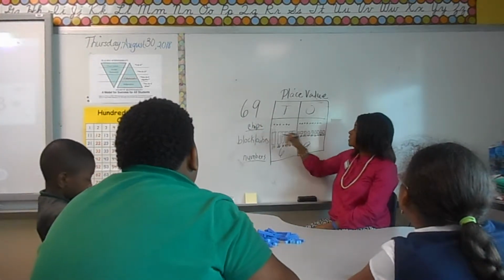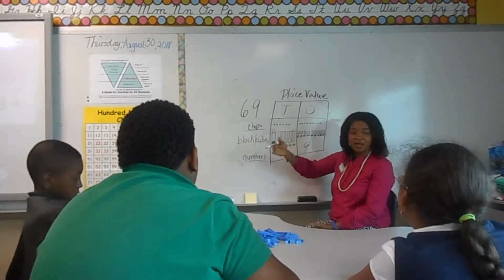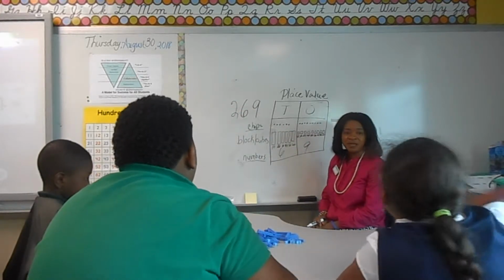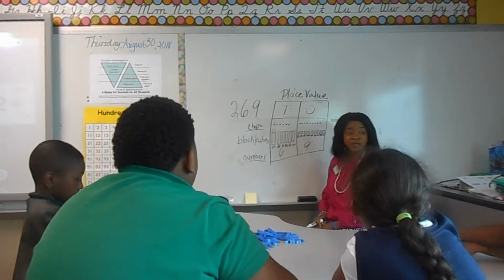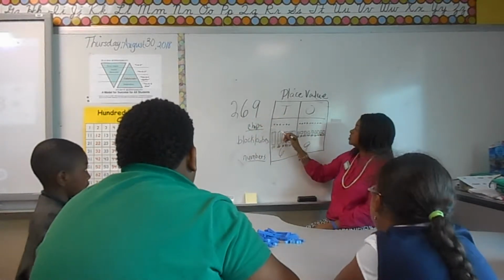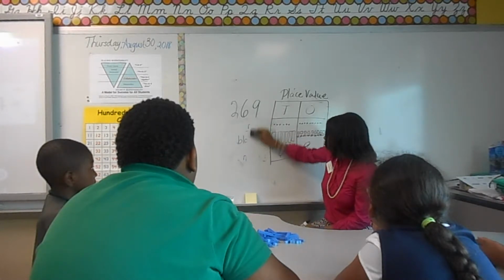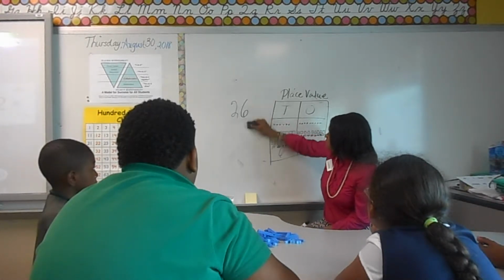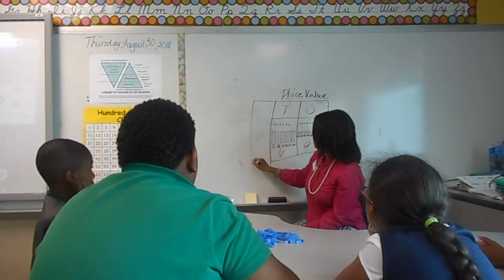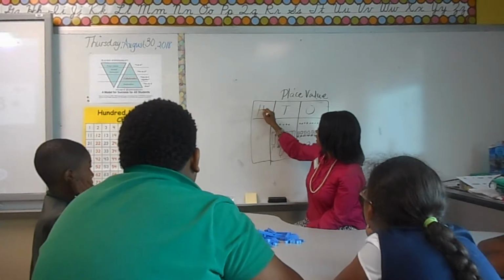Since we've already done the chip model, let's just add 200. So what does my number become now? 269. So if I wanted to do that, then I will have to go over here and add another area. For what place would this be? Hundreds.